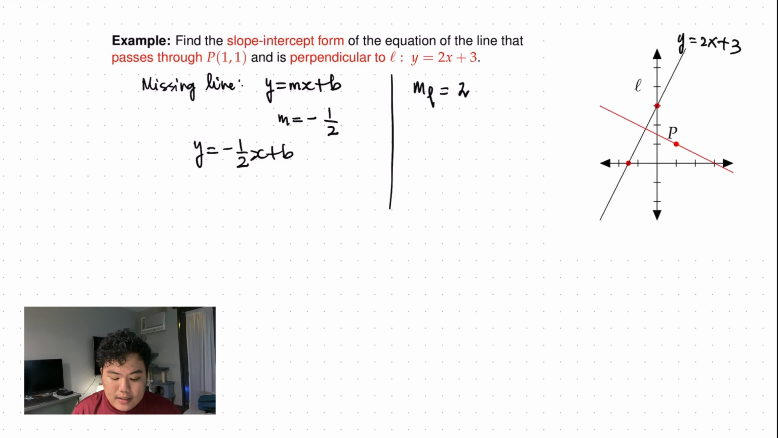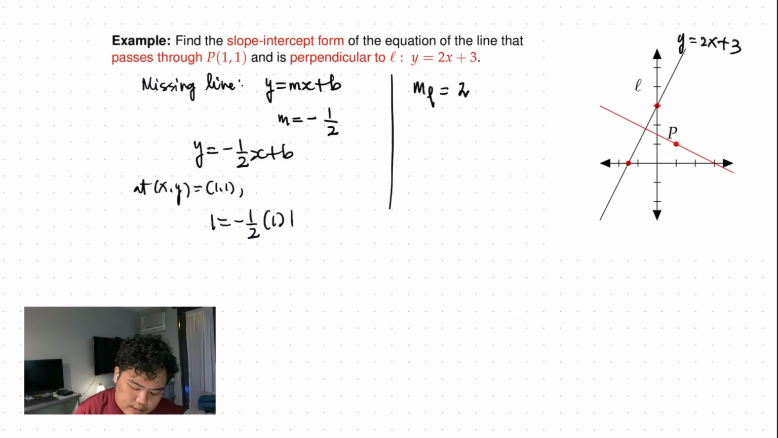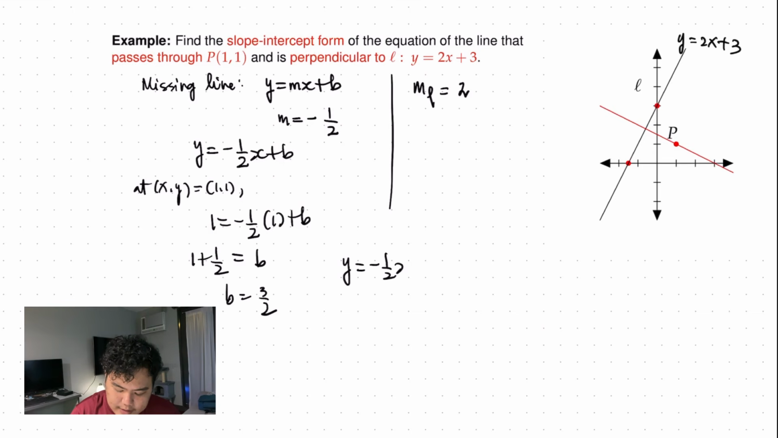Pero sabi natin, this point passes through this missing line, yung desired line natin. So, meaning, this point must satisfy this equation. If you plug this particular x and y in here, dapat totoo pa rin yung equation. So, at x, y equal to 1, 1, anong lalabas? We get 1 equal to negative 1/2 times 1 plus b, or b is 1 plus 1/2, or b is 3/2. So, the equation of the line is y equal to negative 1/2 x plus 3/2.